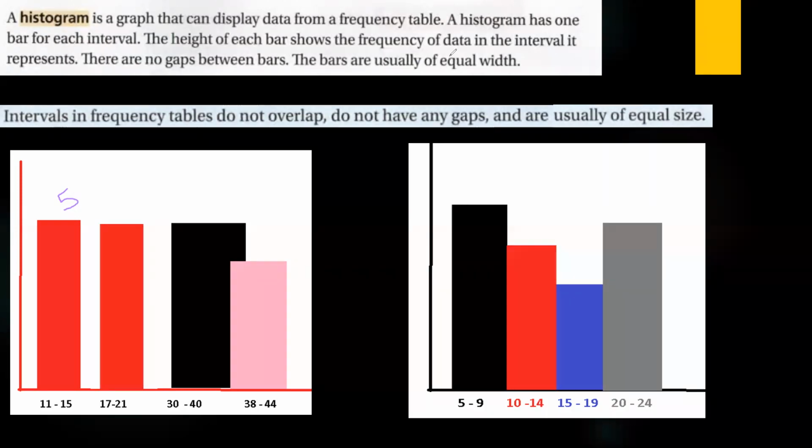Teacher, this formula, we'll use it for what? To find the length of the interval. 21 minus 17 is 4. Plus 1, 5.